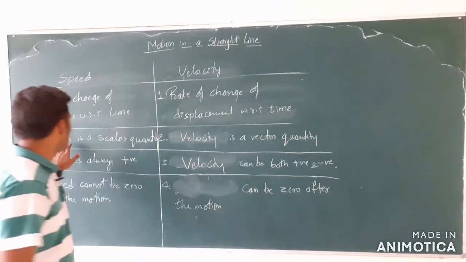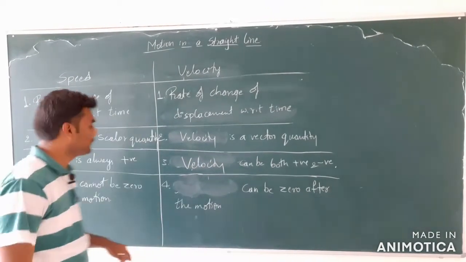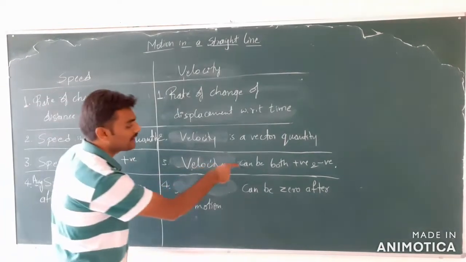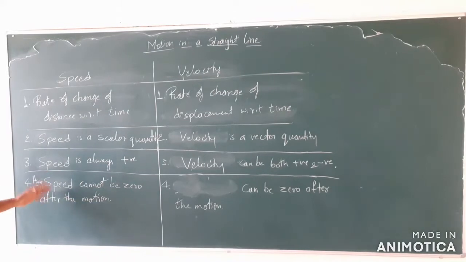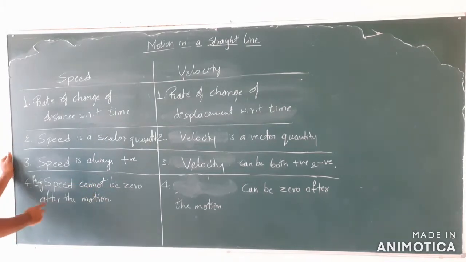Speed is a scalar quantity, velocity is a vector quantity. Speed is always positive. Velocity can be both positive and negative. The fourth difference is that speed cannot be zero after the motion, whereas velocity can be zero.